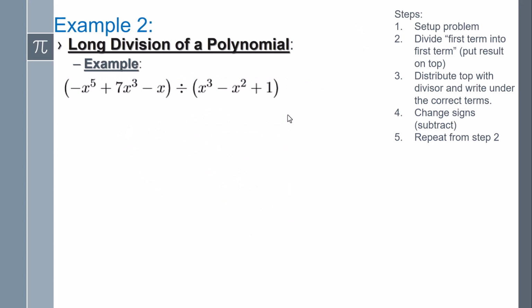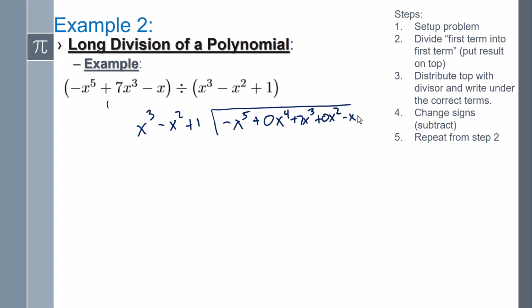So if I wanted to set this up, x cubed minus x squared plus 1. Now, we didn't have to do it in the previous problem, but you notice that in this, I have minus x to the 5th, but there's no x to the 4th. We have to put placeholders when we divide. If you don't put placeholders, you may divide and then you have no place to put it.